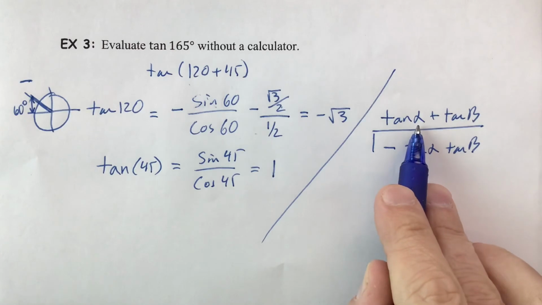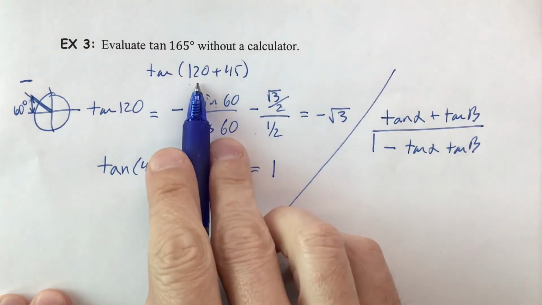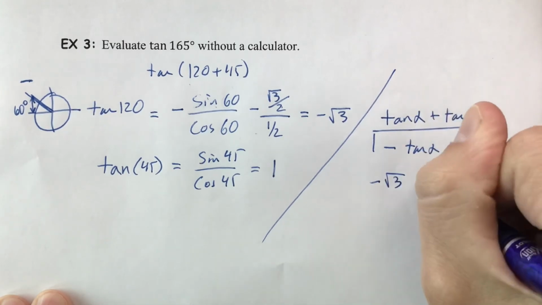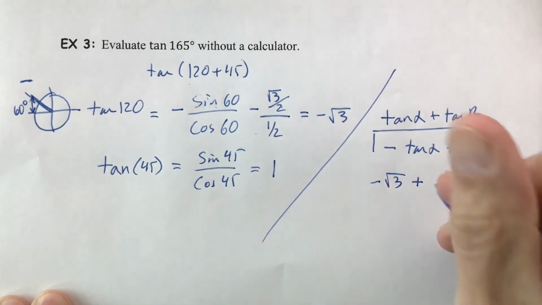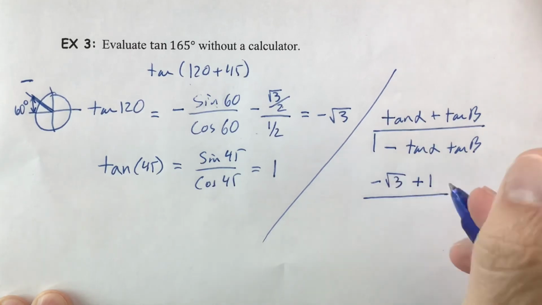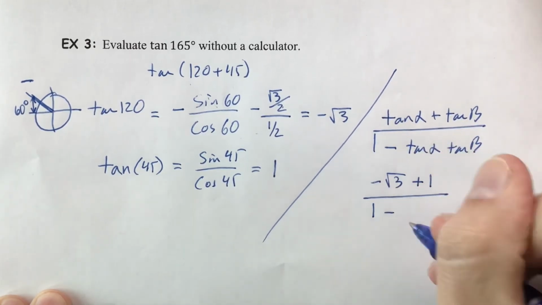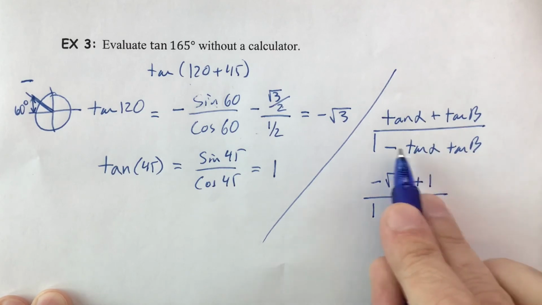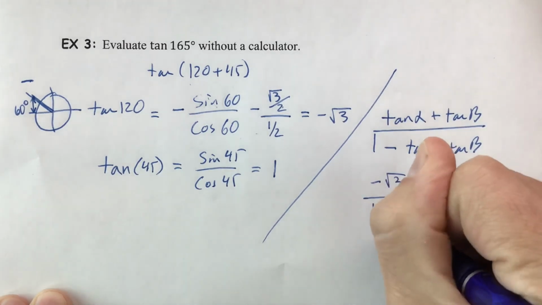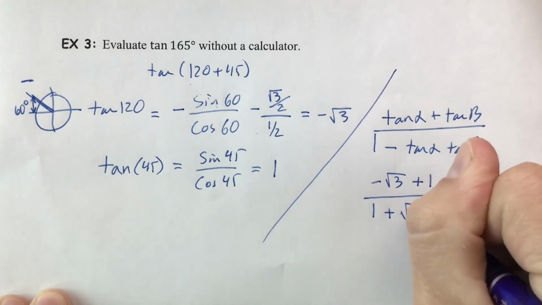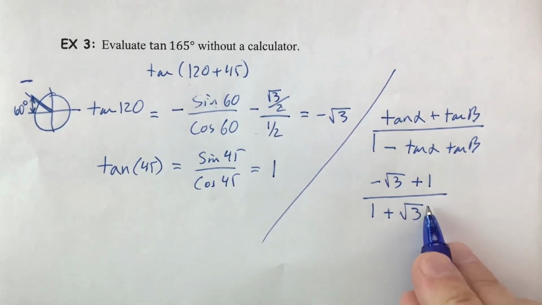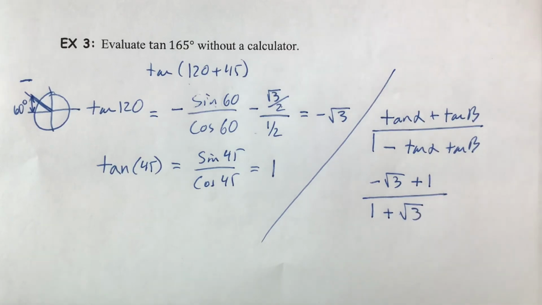Okay, so the tangent of alpha is going to be the 120. The tangent of alpha is going to be negative square root of 3. We're going to say plus 1. All right, and then we're going to divide this by 1 minus. Right here, that would actually be a negative square root 3, so it could cancel that into a plus 3. And of course, tangent beta, or tangent 45 is 1, so it doesn't really change anything here.